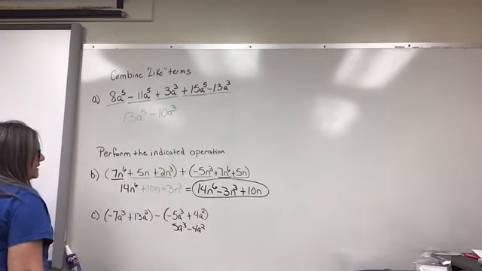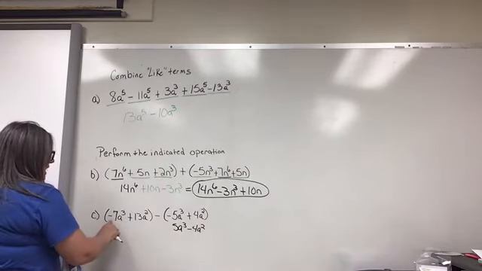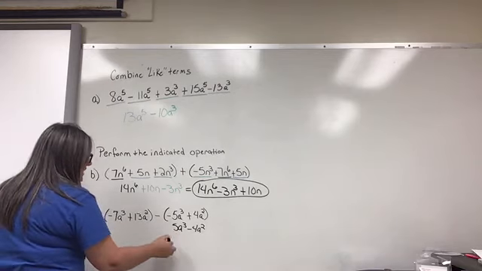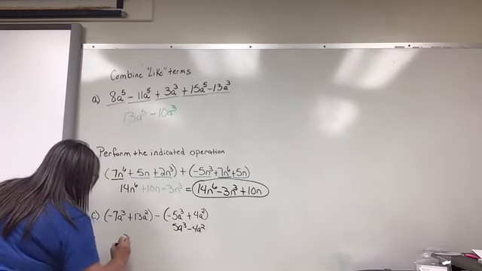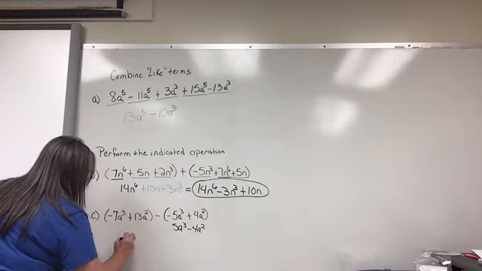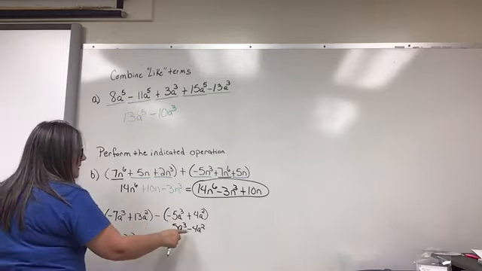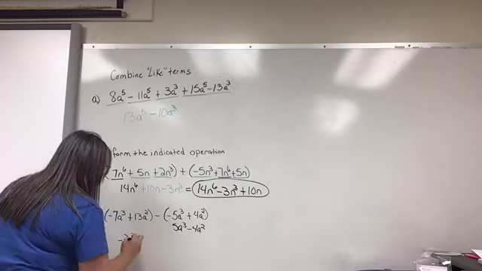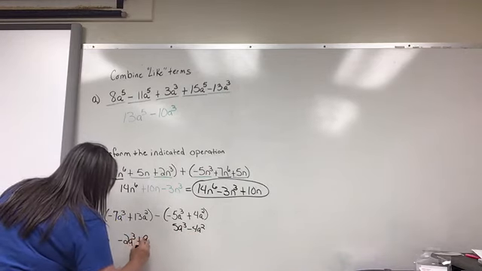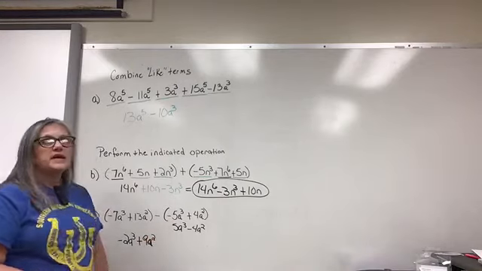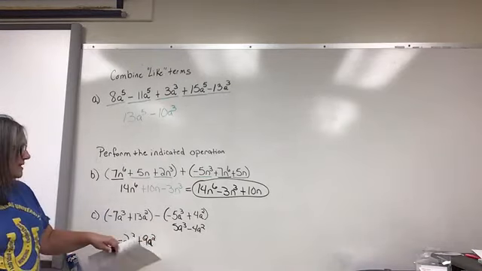Now I can combine my like terms. So I have negative 7a to the third plus 5a to the third gives me negative 2a to the third. And then I have 13a squared minus 4a squared, and I believe that's going to give me plus 9a squared. And that's my answer because I can't combine those two.